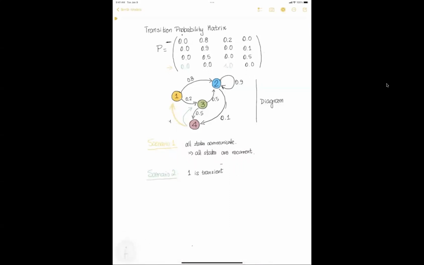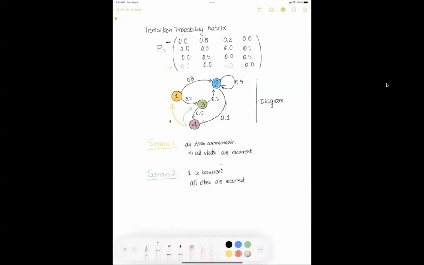So we basically swapped one link. Instead of going to 1, we're going to 3, and that's reflected in that probability. So in this case, state 1 is transient. All the other states are recurrent. They communicate with each other, and all of the other states are recurrent. Let's take a look at a further scenario.